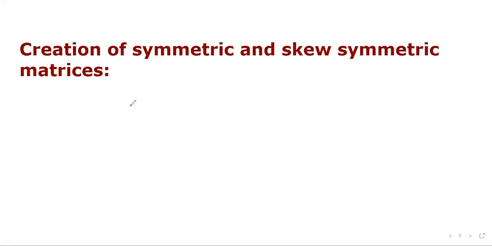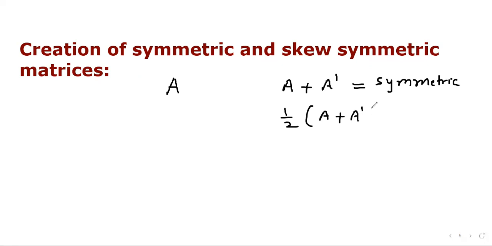Now let's consider the next thing: creation of symmetric and skew symmetric matrices. Suppose we are given a matrix A, then A plus A dash, or A plus A transpose, will be symmetric. We can also write 1 by 2 of A plus A dash is also symmetric. Similarly, A minus A dash, or A minus A dash divided by 2, is skew symmetric.